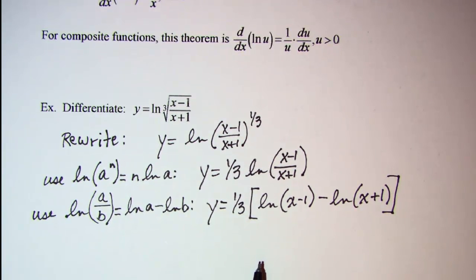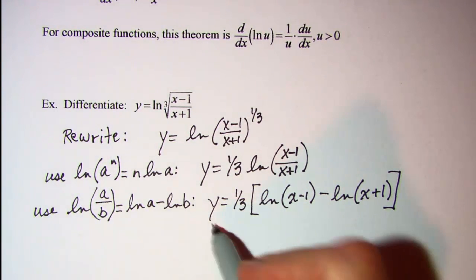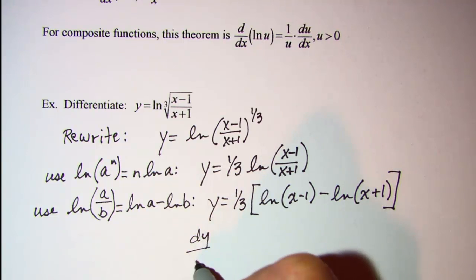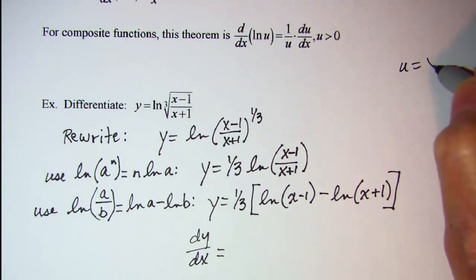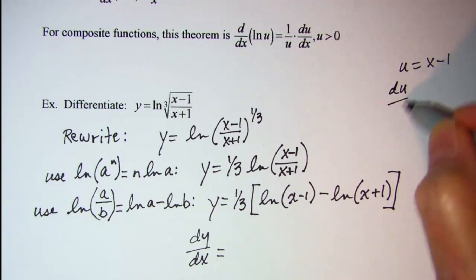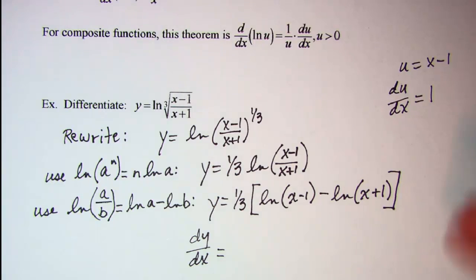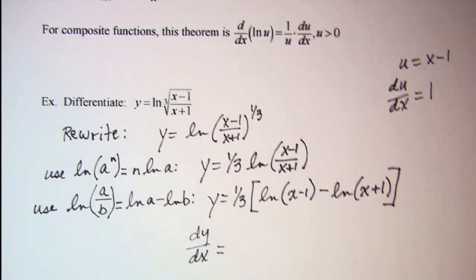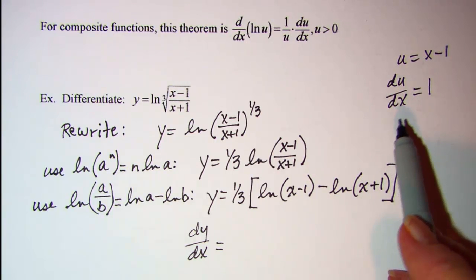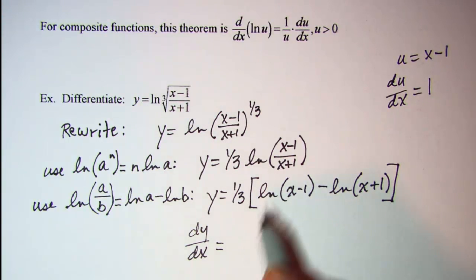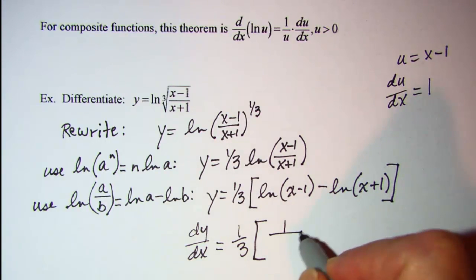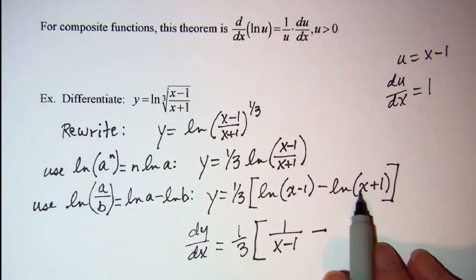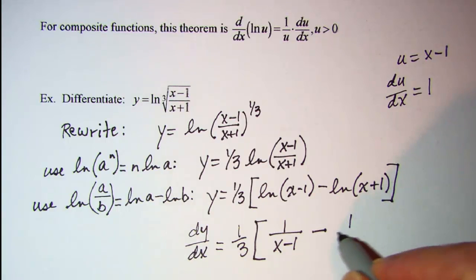Alright, now we can differentiate. dy dx equals, and the reason that I'm not using u on the x minus 1 is because if we have u equal x minus 1 and we do a derivative on that, du dx, it's just going to be 1. So we don't need to put that in there. And again, you can if you want to. Alright, so the derivative here is going to be 1/3. The derivative of ln x minus 1 is 1 over x minus 1. Subtract, and then the derivative of ln x plus 1 is 1 over x plus 1.